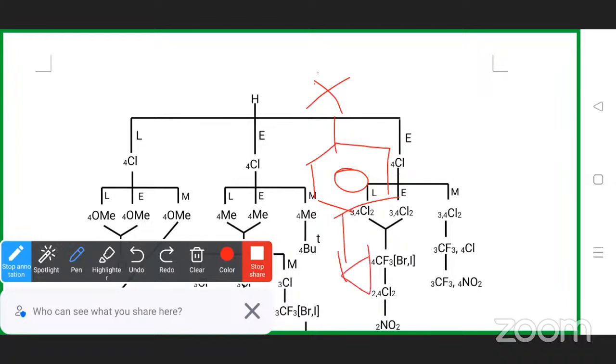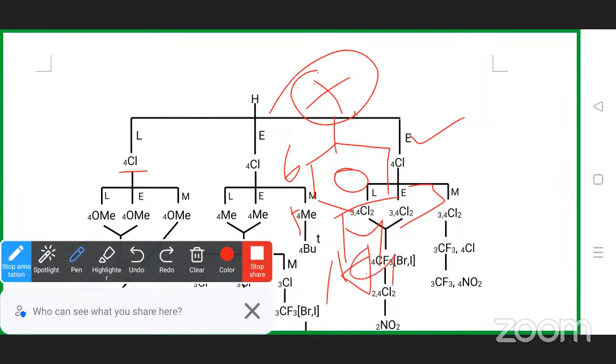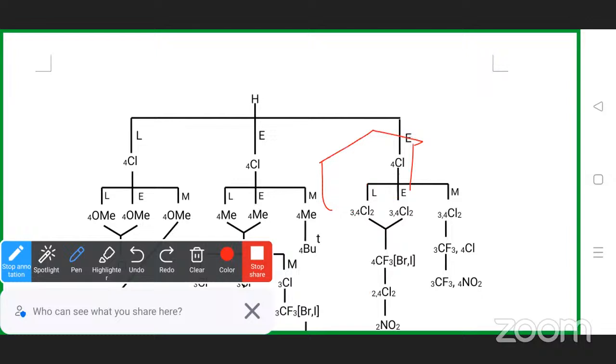Now, the fourth position with respect to this one: this is 1, 2, 3, and 4, here is 5, and here is 6. You know there are 6 carbons in benzene, and this is the fourth position. The fourth position hydrogen is substituted with chlorine. So it becomes a substituted benzene with chlorine, with some R or X, whatever you take.